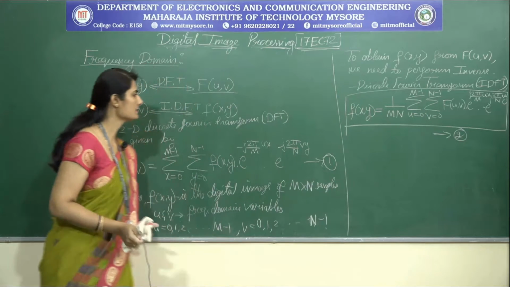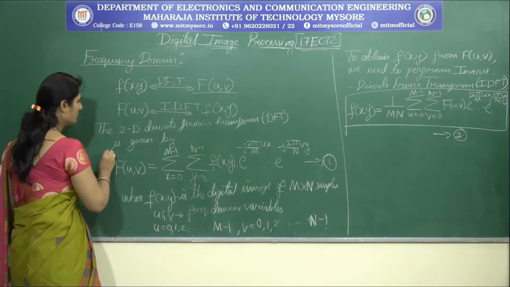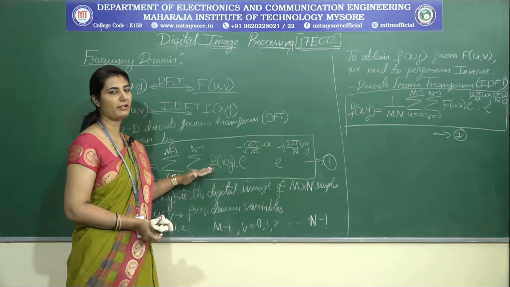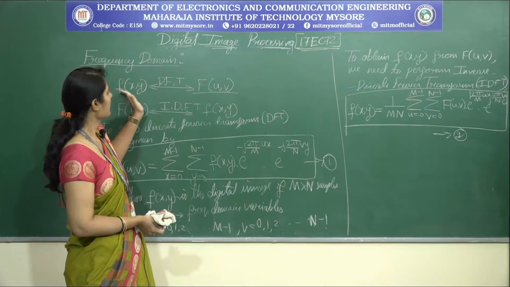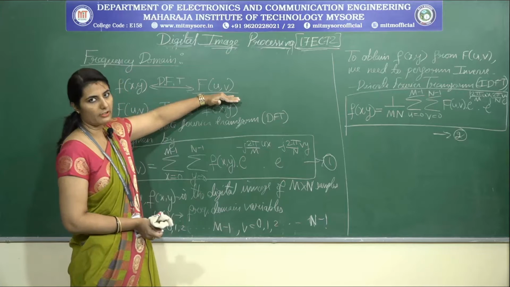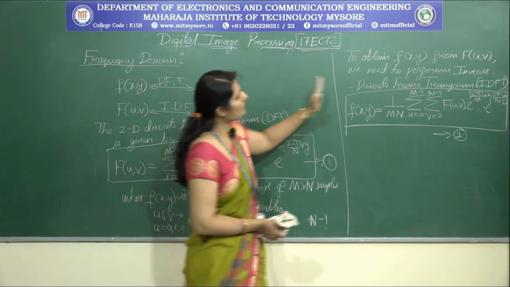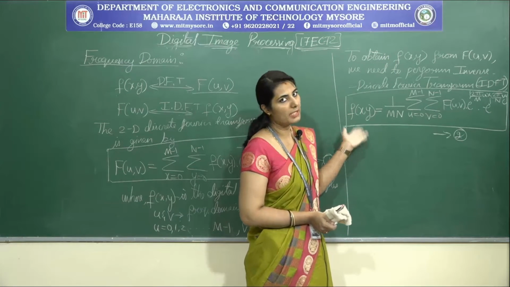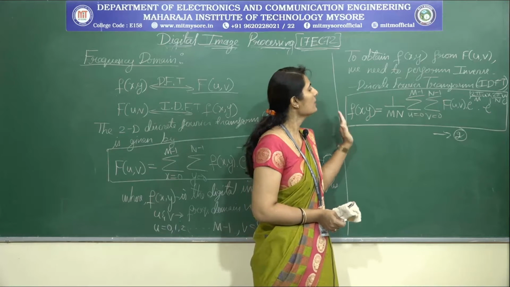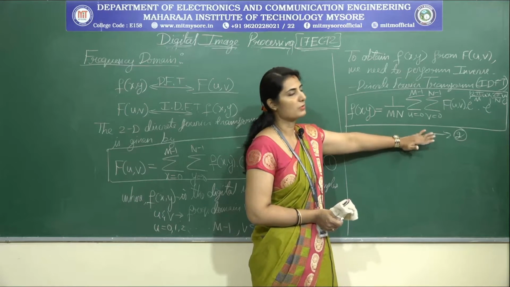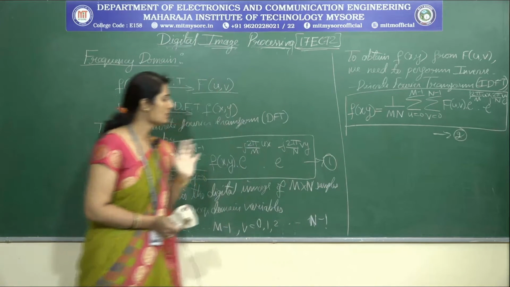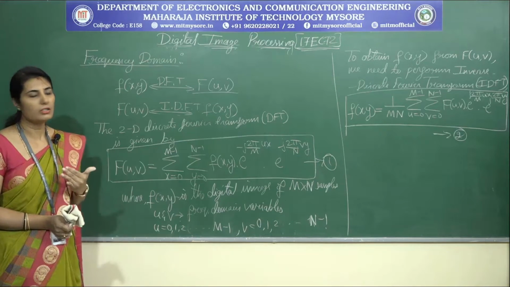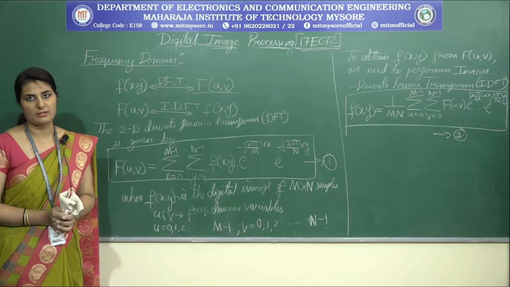So these are the two formulas to perform the discrete Fourier transform. Equation 1 is used for converting the spatial domain image to the Fourier domain, and to obtain f of x comma y from F of u comma v, that is converting back from the Fourier domain, we use the inverse discrete Fourier transform formula shown in equation number 2. These are the two formulas we use very frequently for performing all frequency domain filtering operations.